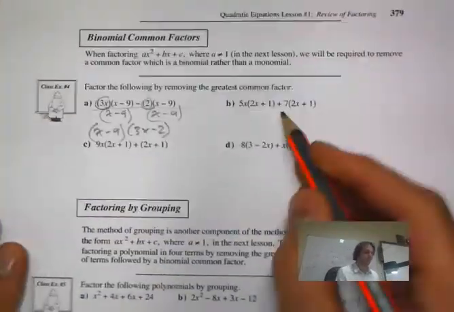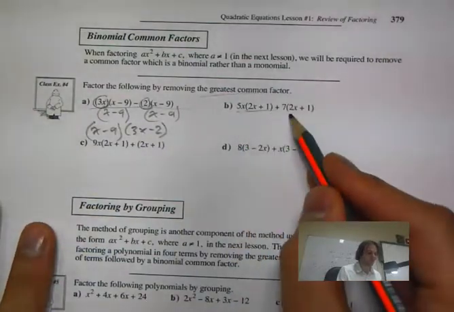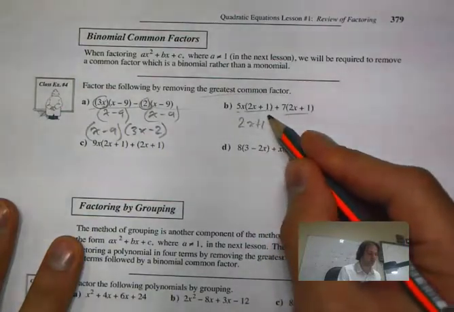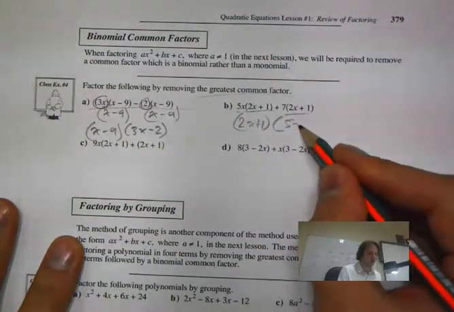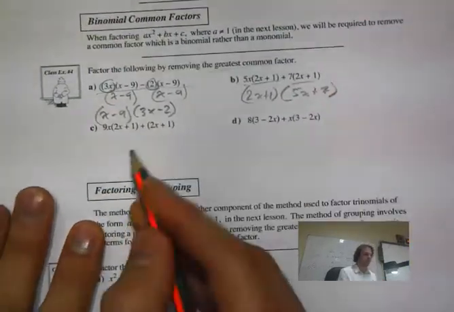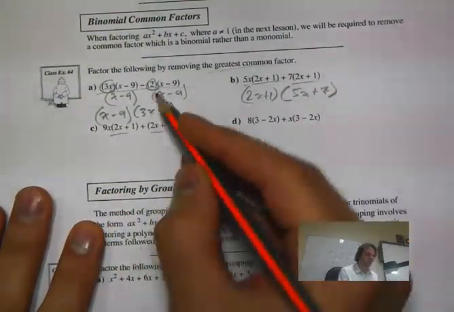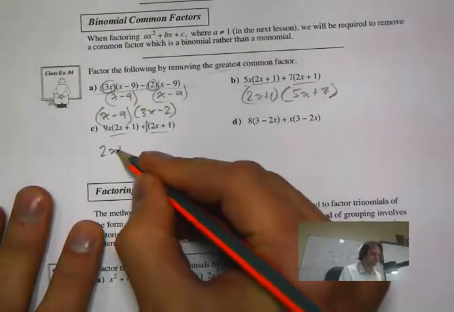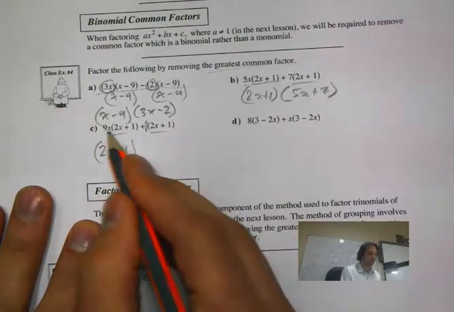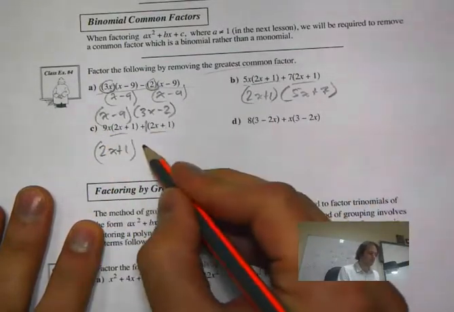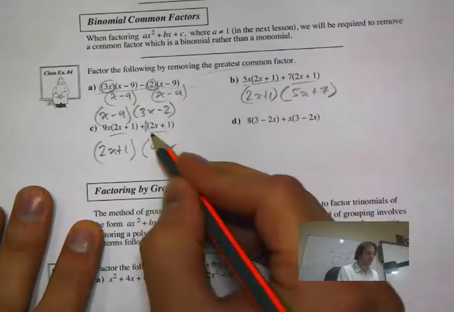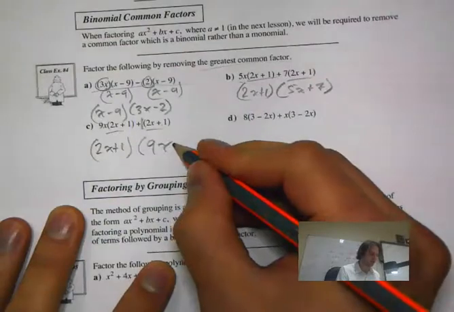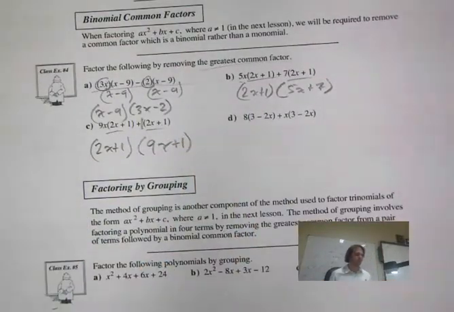Okay, let's take a look at this one. There's 2x plus 1 in both. So we're left with 2x plus 1 multiplied by 5x plus 7. Same idea here. There's a 2x plus 1 and a 2x plus 1. But remember, there's an imaginary 1 there. So I'm going to have 2x plus 1. If I divide both of these by 2x plus 1, I'm going to be left with 9x. And then here, 2x plus 1 divided by 2x plus 1 is 1. 9x plus 1. Because that's a plus sign.